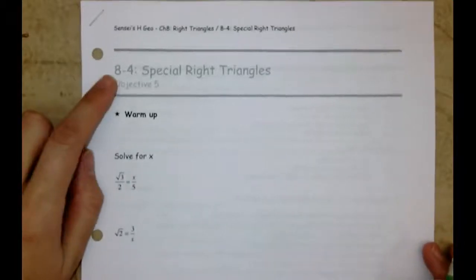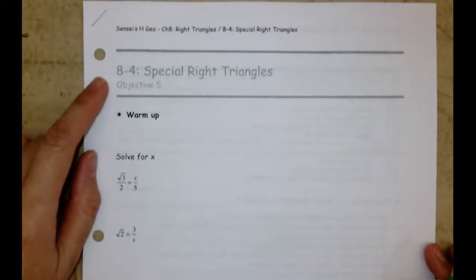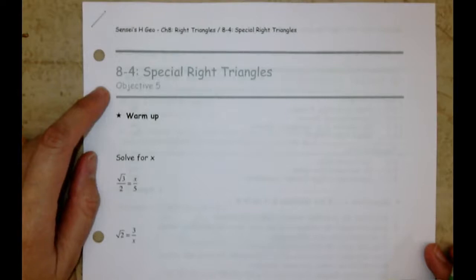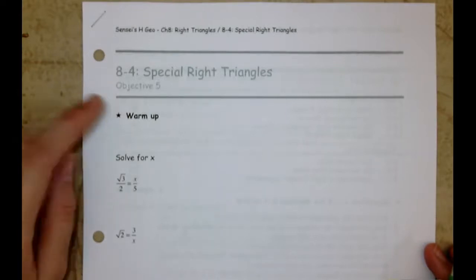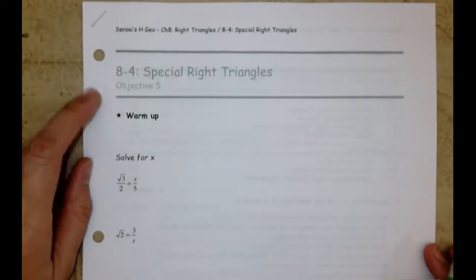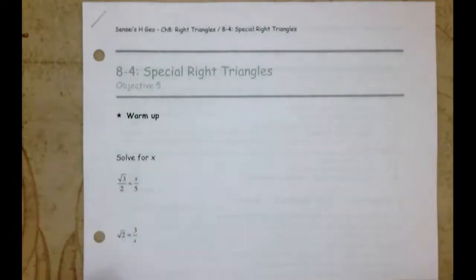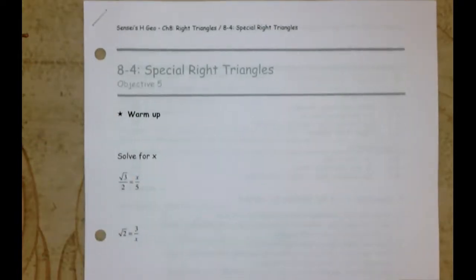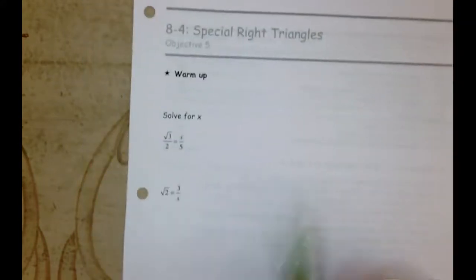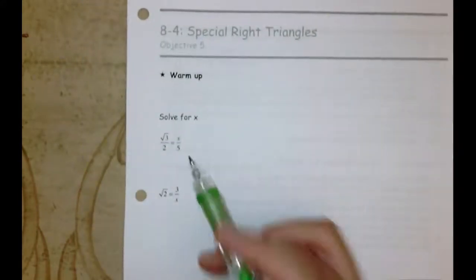Okay, this is 8-4 special right triangles, objective 5. In my opinion, this is the single most important section of the entire geometry year. So it's very important, the concept that you learn in this section. And you will use it again and again and again going forward in the math courses that you take in the future. Okay?